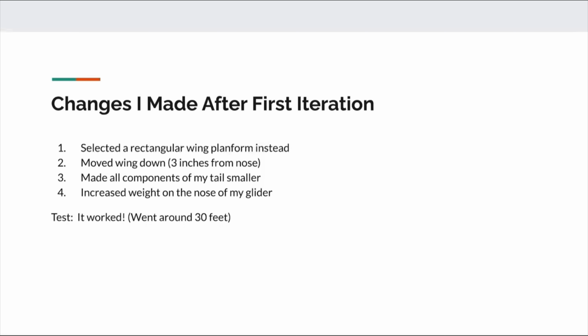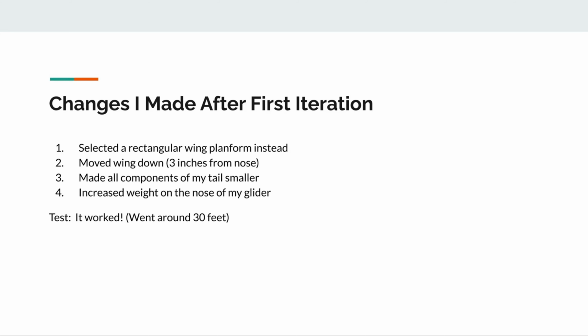Through some research, I found that this happens when the glider is tail heavy, so I selected a rectangular planform instead to increase lift, moved the wing down, made all the components of my tail smaller while keeping the ratios of the dimensions the same, and increased the weight on the nose of my glider, so that the center of gravity would be around the 25% mark of the length of the fuselage. This worked and went around 30 feet, and I was pretty happy with the results.